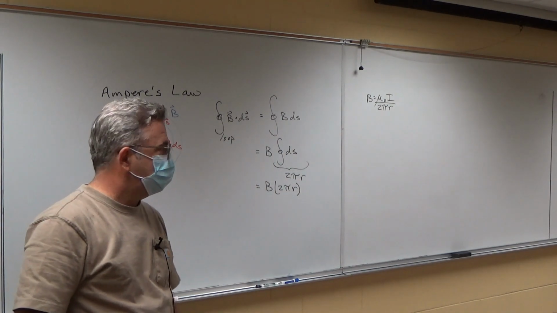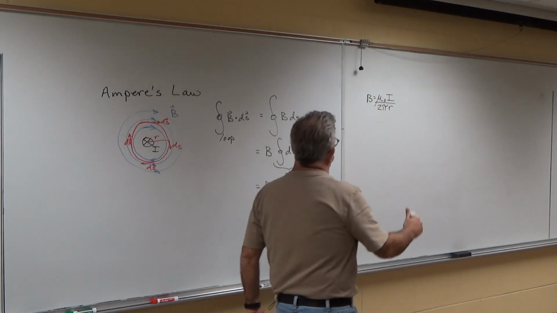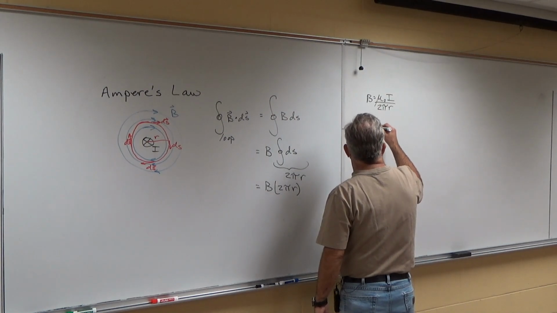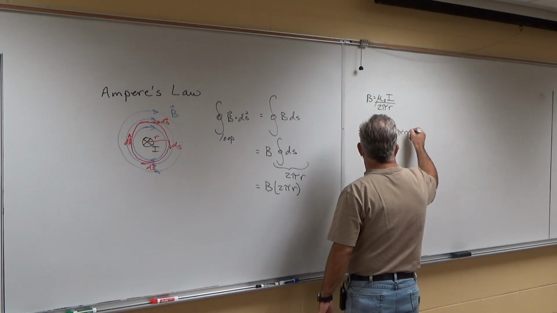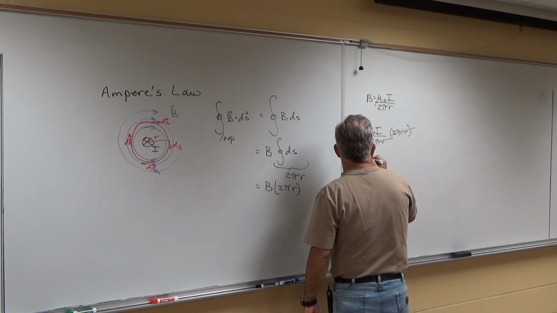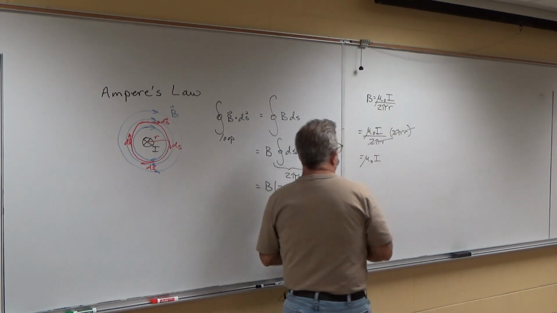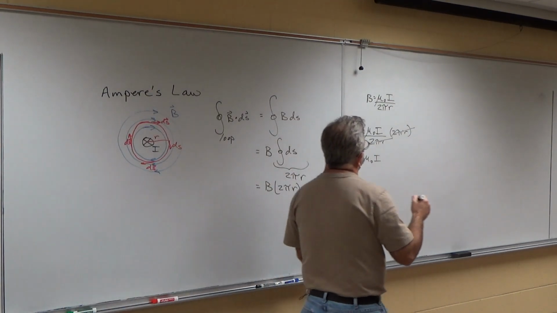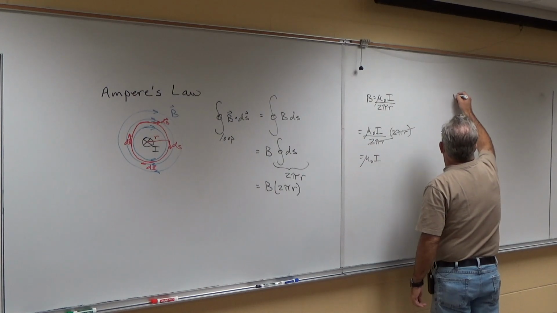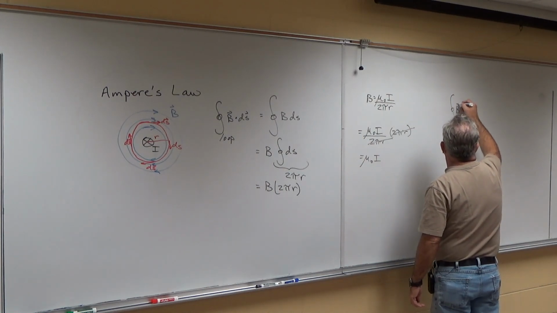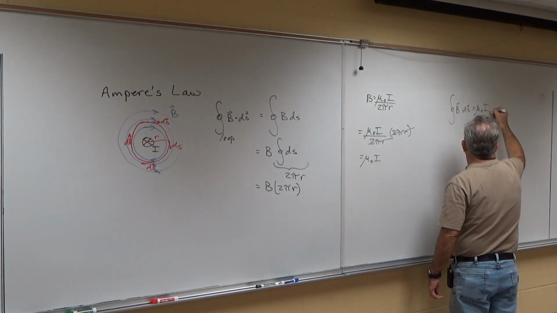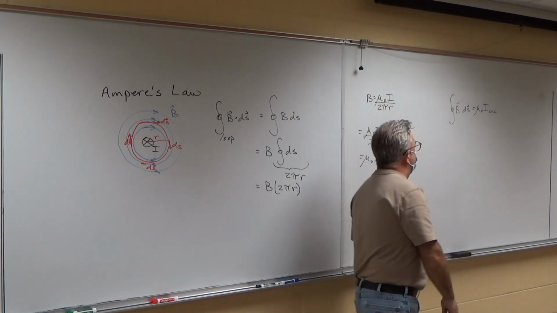Okay. Replace this, and it's like magic. You get mu naught I over 2 pi r times 2 pi r. And this is equal to mu naught I. Ampere's law says the closed integral of B dot ds is equal to mu naught I enclosed. Okay?